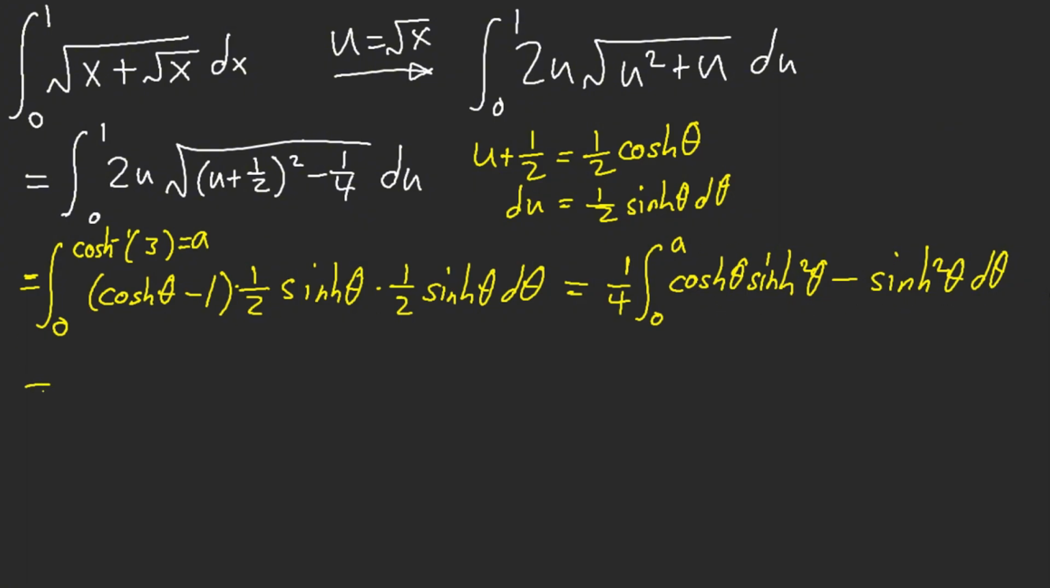Here, this is just 1/4. I'm going to let u equal sinh, so it's going to be sinh cubed over 3, right? You're going to get something like 1/12 sinh cubed theta from 0 to a, which is easy. We know 0 is going to be 0. You just plug in a. Minus, and then we also have 1/4 from 0 to a of sinh squared theta.